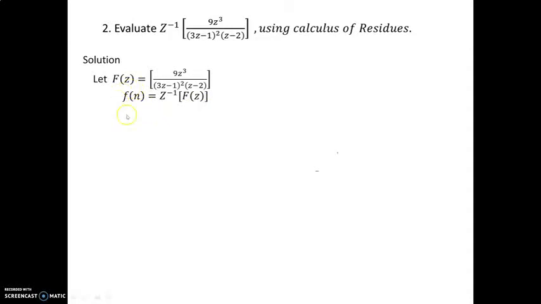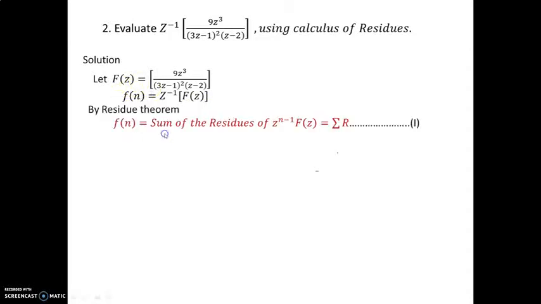By the residue theorem, the sequence f(n) is the sum of the residues of z^(n-1) F(z). Symbolically we write summation of R. Already we know the working procedure for finding the inverse z transform with the help of the residue theorem. First consider F(z) and then multiply by z^(n-1). So z^(n-1) F(z) equals z^(n-1) into 9z^3 divided by (3z - 1) the whole squared into (z - 2).